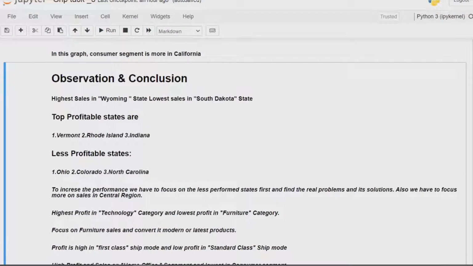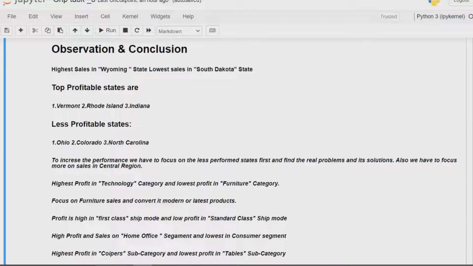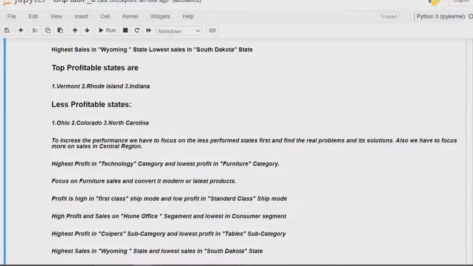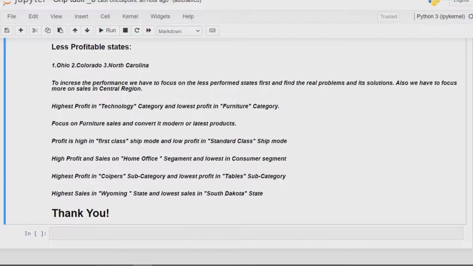Then I am going to my observations and conclusions from this EDA. Highest sales are in Wyoming state and lowest sales in South Dakota state. Top profitable states are Vermont, Rhode Island, and Indiana. Less profitable states are Ohio, Colorado, and North Carolina. To increase the performance, we have to focus on the less performing states first and find the real problems and their solutions there. Also, we have to focus more on sales in the central region.